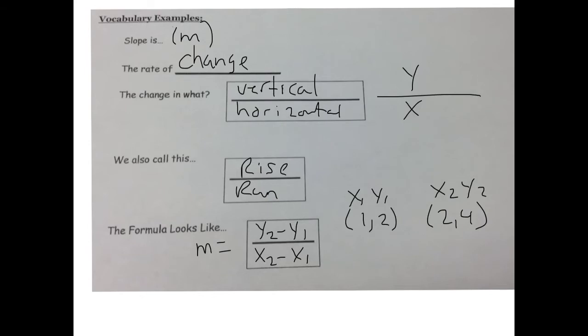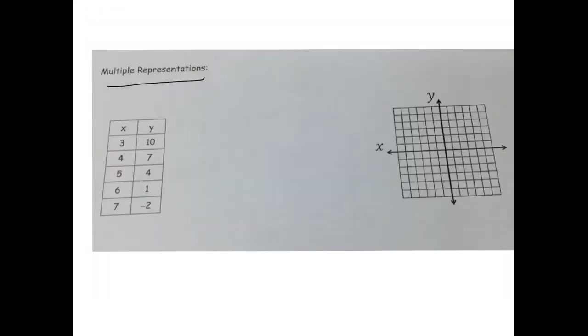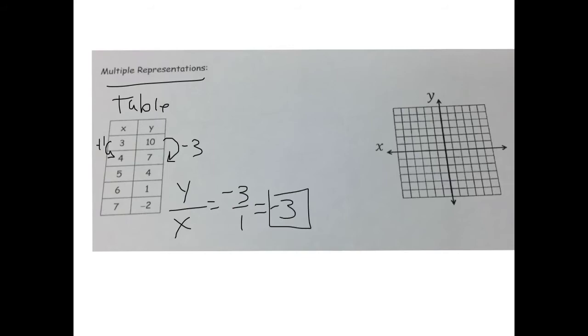Alright, so let's start to look with a table here. And we can use the formula, or earlier in the year we learned that you could just count the slope out. What happens to get from a 10 to a 7? The answer is you go down 3. What happens when you go from a 3 to a 4? You go up 1. So you put the change in y over the change in x, which is negative 3 over 1, or negative 3 as a slope.